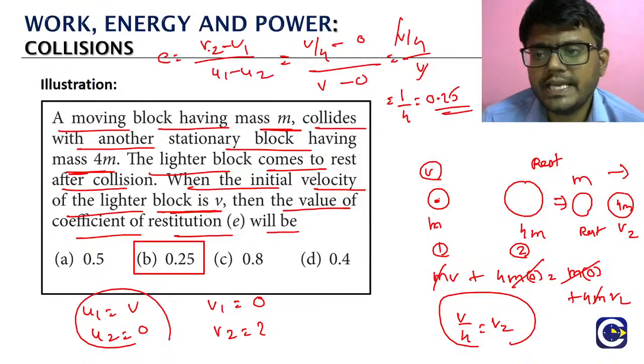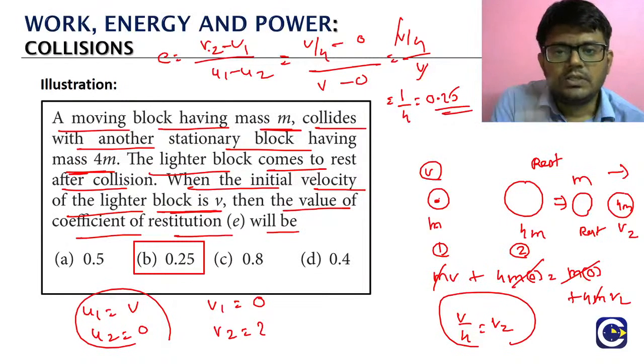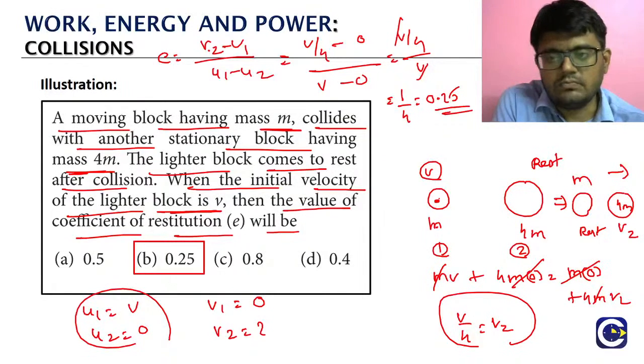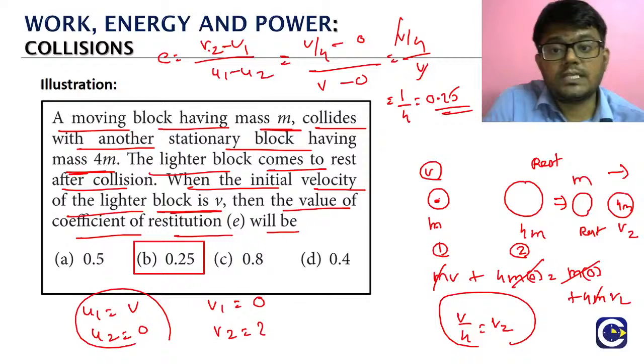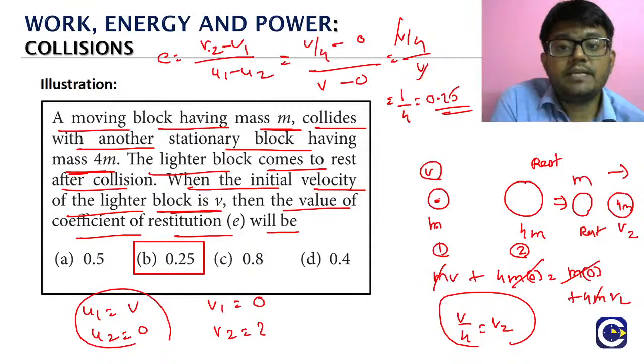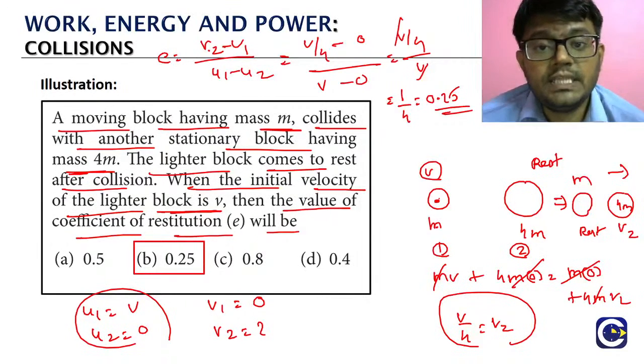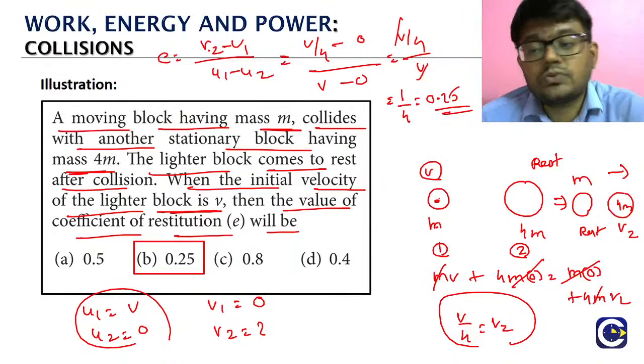So what we are doing here, just using the conservation of momentum, we are able to get the V2 value, the velocity of the 4m, because m is anyway coming to rest after the collision. Only 4m is having velocity. We are able to find the velocity of the 4m using the conservation of momentum. Once we get it, we straight away substitute in the coefficient of restitution formula. That's it.